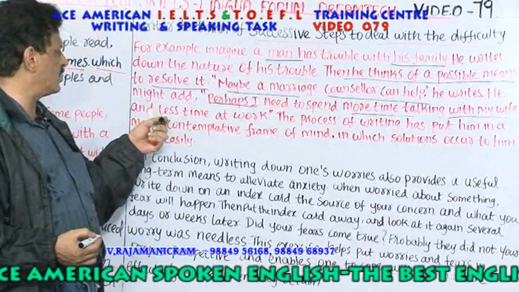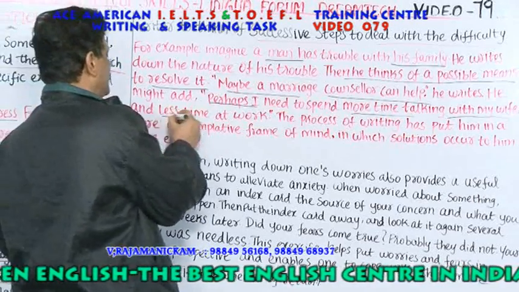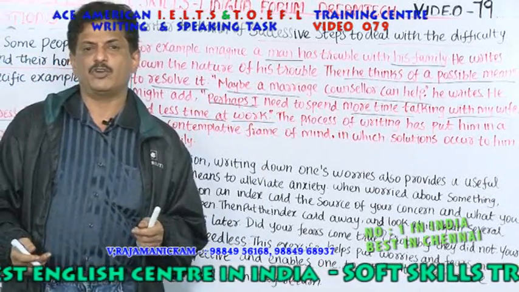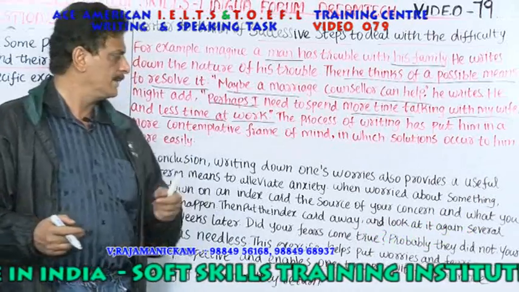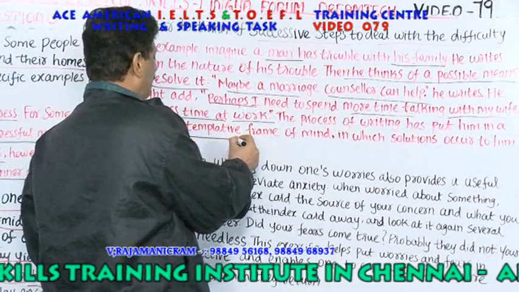Then once again he goes and less time at work. So he thinks and he comes to a conclusion. Okay, my office time, I have to cut down my office, cut down my business, and I have to spend time with my partner. Then he comes, the process of writing has put him in a more contemplative frame.